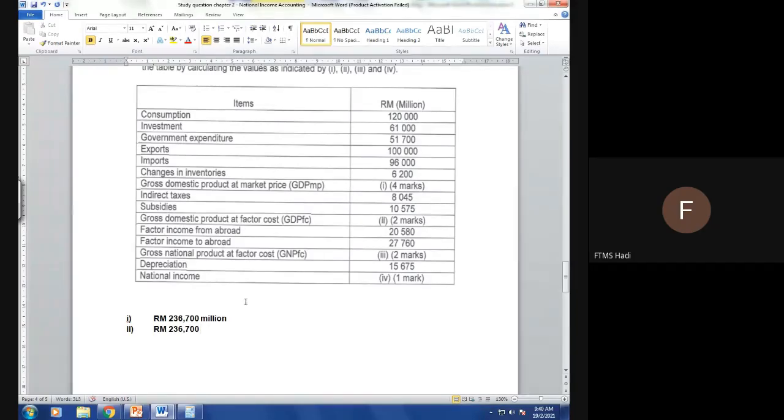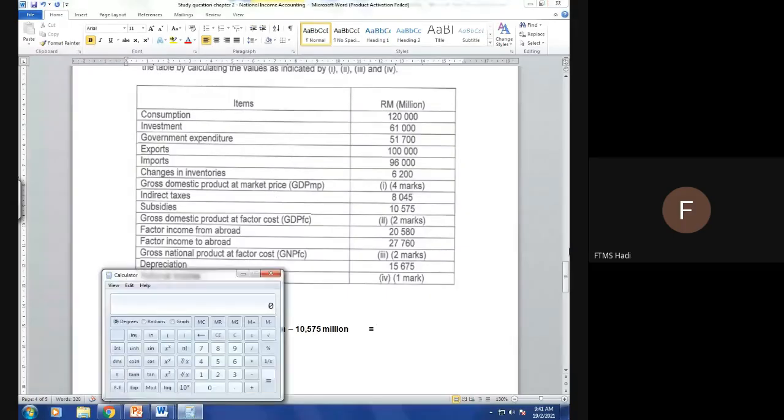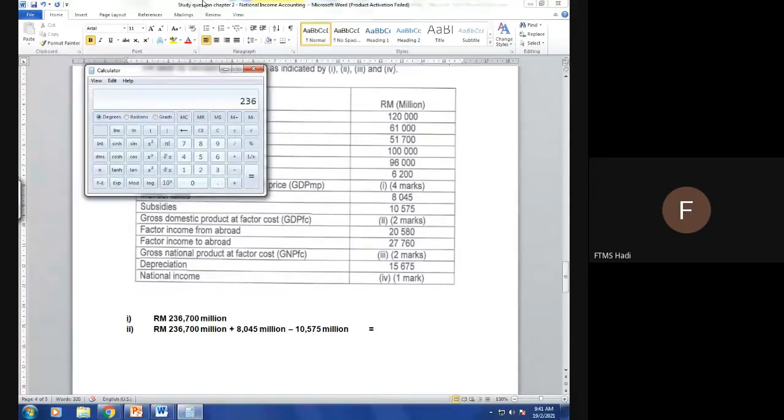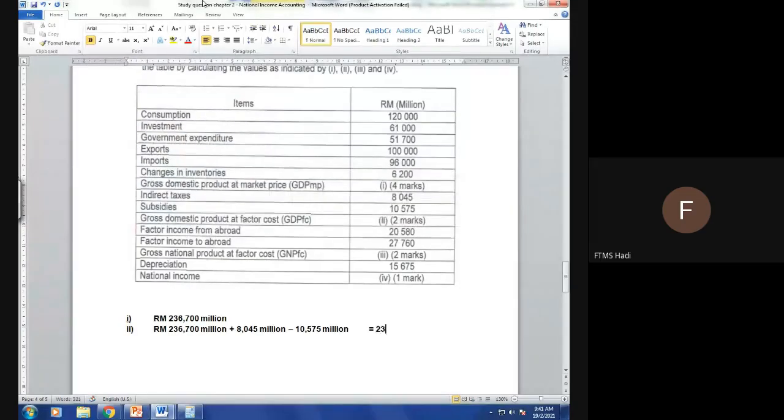Okay, plus with indirect taxes here, 8045 million. Minus subsidy here, 10575. The answer will be here: 236,700 plus 8045 minus 10575, 234,170. So that is the second answer.